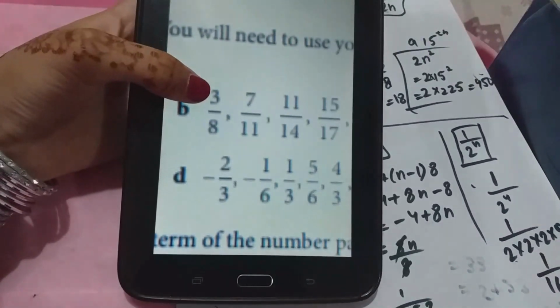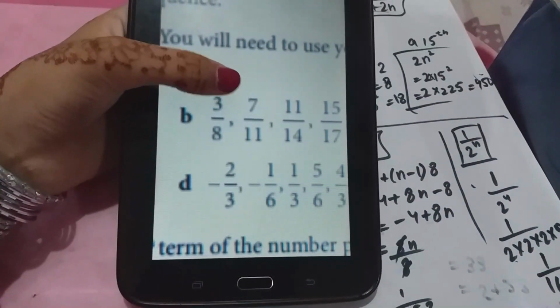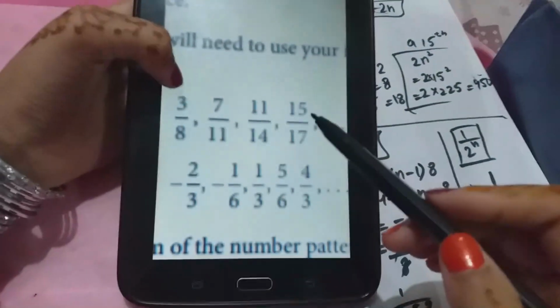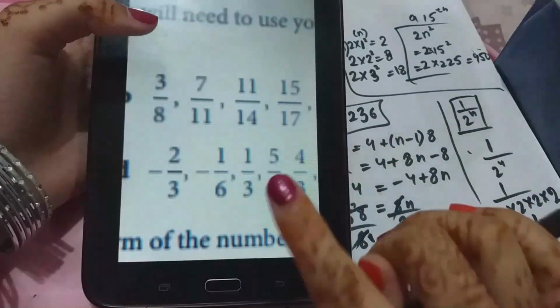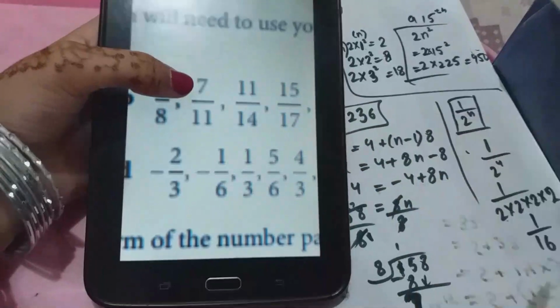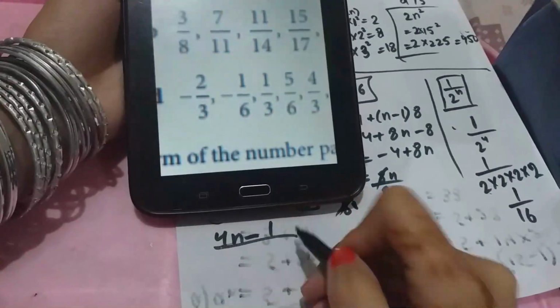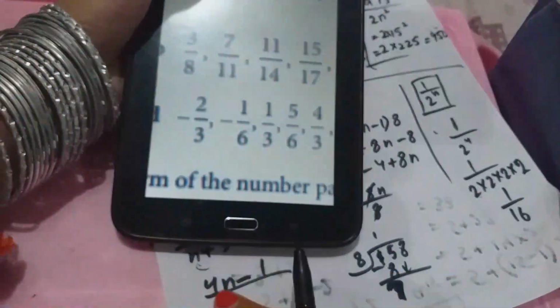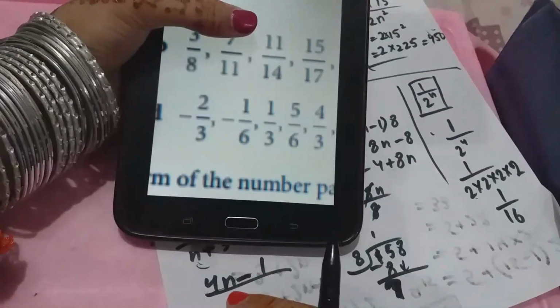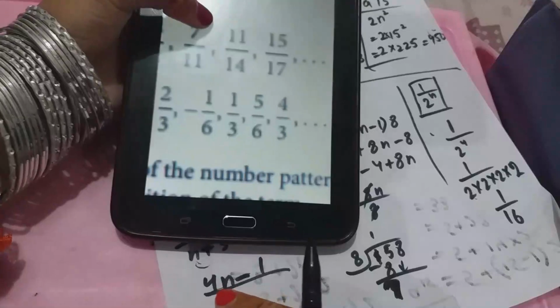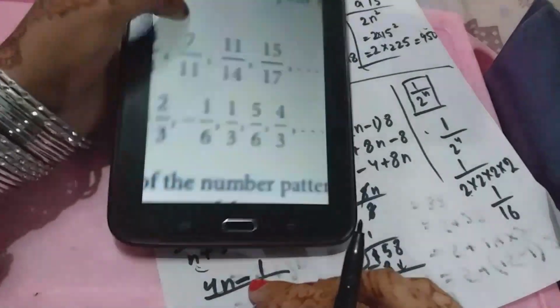Let's do it: 4 1s are 4, 4 2s are 8, 4 3s are 12, 4 4s are 16. The thing is we need to subtract 1 from it, right? If we make the formula like this, 4n minus 1 for the numerator, okay? So 4 2s are 8, minus 1 is 7. 4 3s are 12, 12 minus 1 is 11, 4 4s are 16, 16 minus 1 is 15, which is correct.